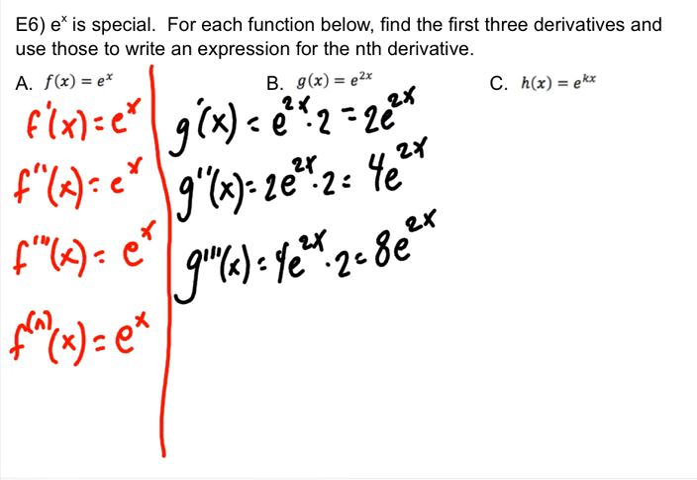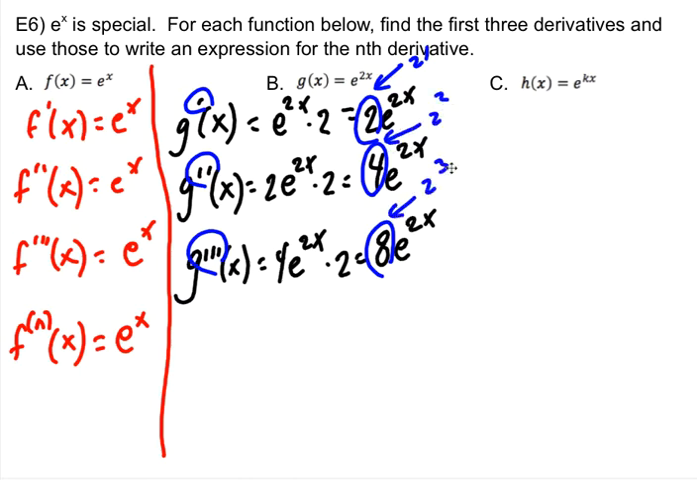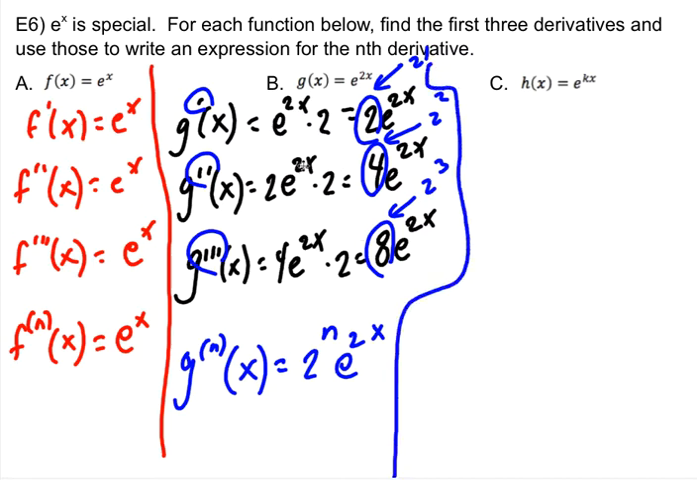What I want you to notice is it's not an accident. These are powers of 2, and look at how many primes I have. It is not an accident that this is 2 to the first. It's not an accident that this is 2 to the second. It's not an accident that this is 2 to the third. So my formula for my nth derivative, g with that n up in parentheses as a superscript, would be 2 to the n e to the 2x, because when I did the first derivative, I had 2 to the first. When it was the second derivative, it was 2 to the second. When it was the third derivative, it was 2 to the third, etc.